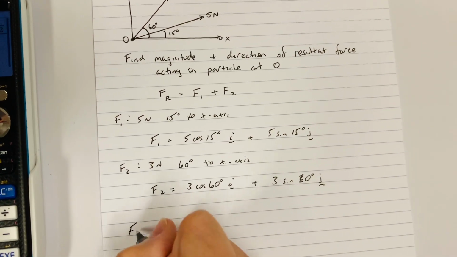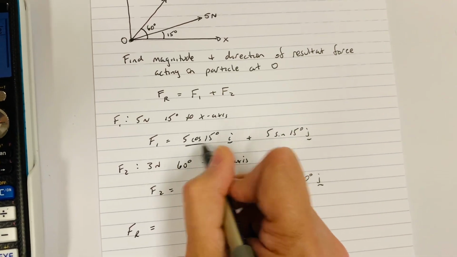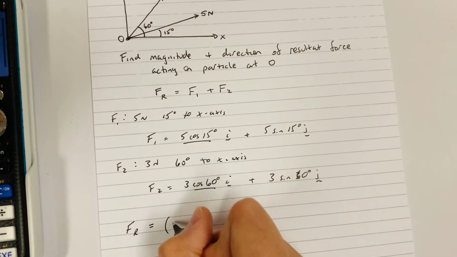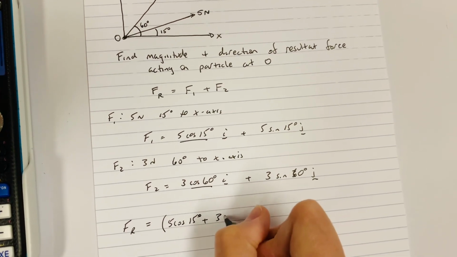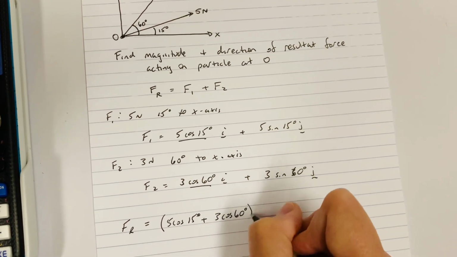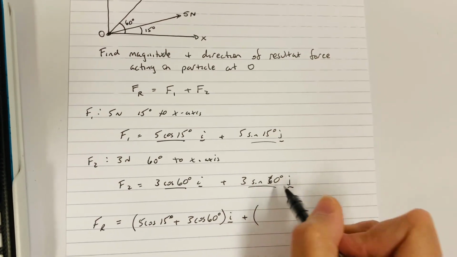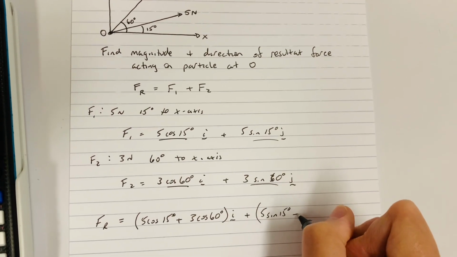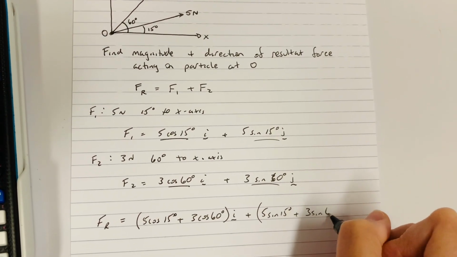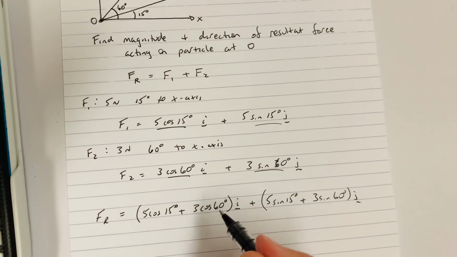So when we go to force resultant, where we're adding these two things, we're going to go that and that. So 5 cos 15 plus 3 cos 60 is my i, plus this one and this one, 5 sine 15 plus 3 sine 60 is my j direction.